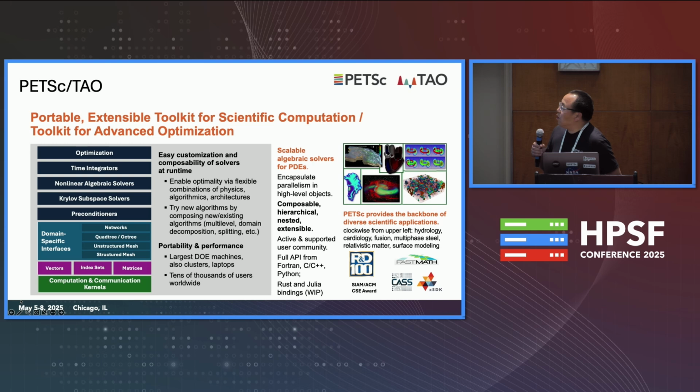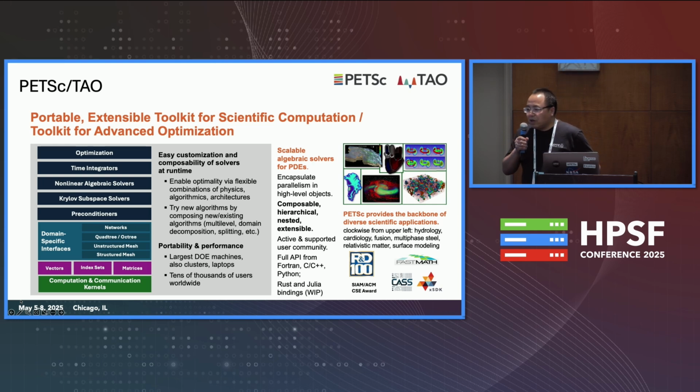PETSc stands for Portable Extensible Toolkit for Scientific Computation, and TAO for Toolkit for Advanced Optimization. TAO was a separate package before, but now the two packages are combined, PETSc and TAO.